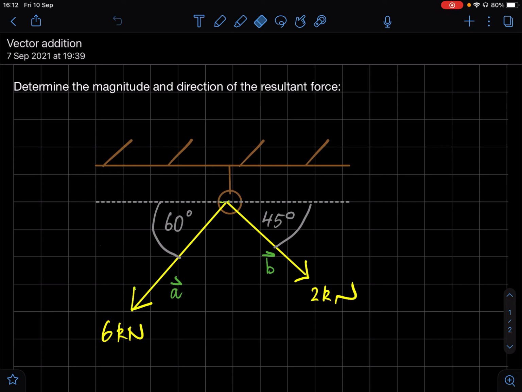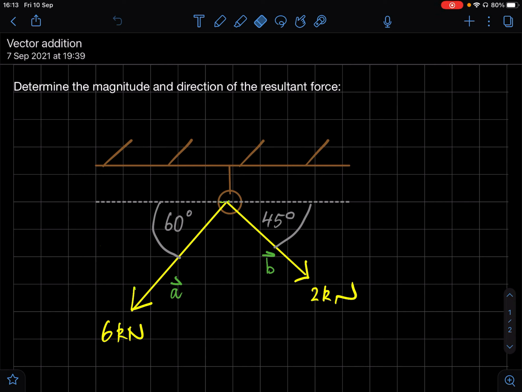Welcome back, guys. In this video, I'll be taking a look at a vector addition problem. The purpose of this video is to give you a bit more background on what we mean by resultant forces. You would have seen a lot of problems with the method of joints videos regarding the resultant force for various truss members.